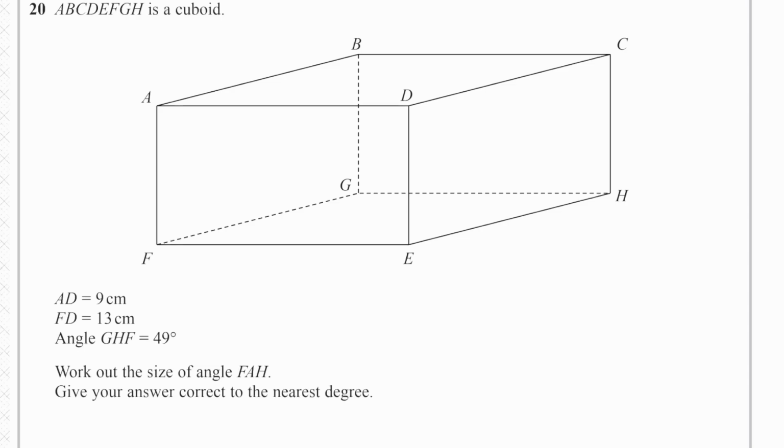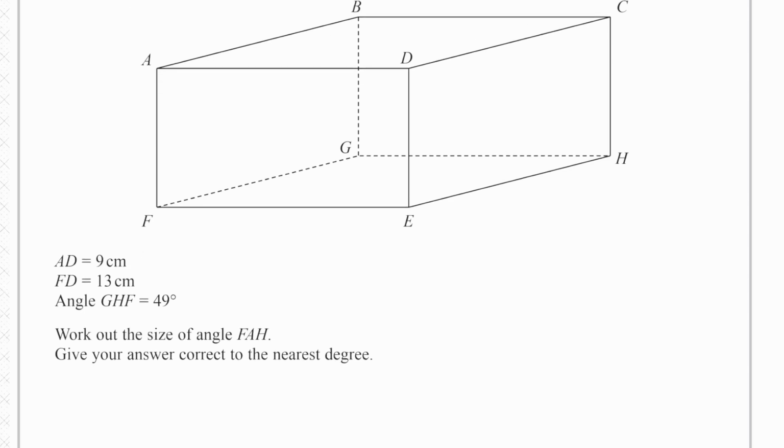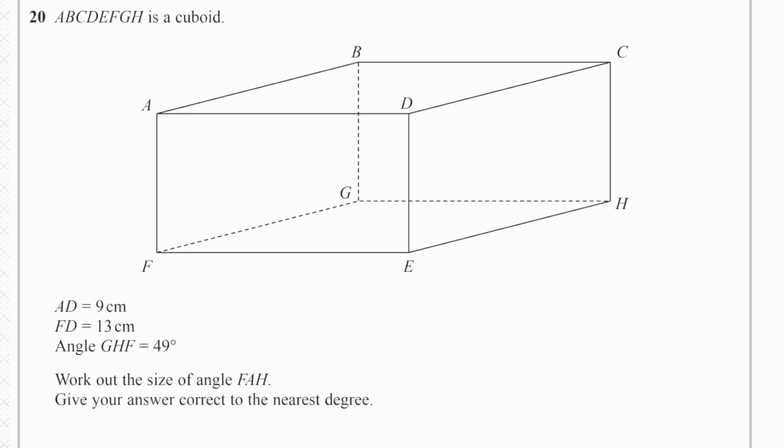Question 20, ABCDEFGH is a cuboid. And we've got some lengths here. Work out the size of the angle FAH. Give your answer correct to the nearest degree. So let's go ahead and write these on. AD is going to be 13 and, AD is going to be 9. And F to D is going to be 13. That's basically this long side over here. And we want to find FAH, which is basically this angle over here. It's kind of 3D, so it's difficult to draw, but you can see what we're trying to do here.